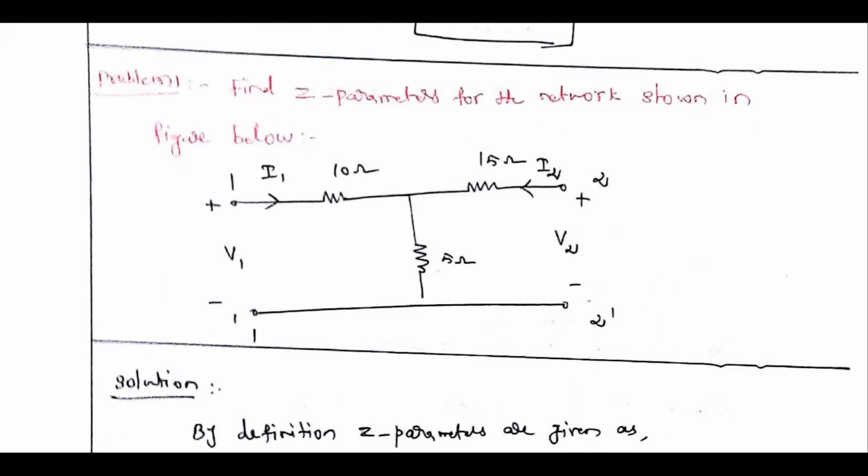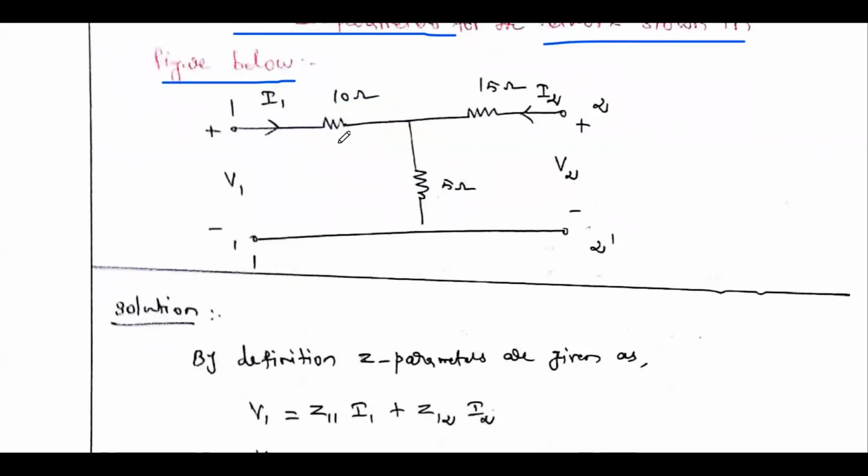Okay, so it's a university problem, an 8-mark question. So you see the first problem: find Z parameters for the network shown in the figure below. Okay, this is the question. So find the Z parameters. What are the Z parameters? Z11, Z12, Z21, Z22. We have to find them out. So you see, this is our given two port network. This is terminal 1, 1 dash, the input port. And this is 2, 2 dash, the output port.